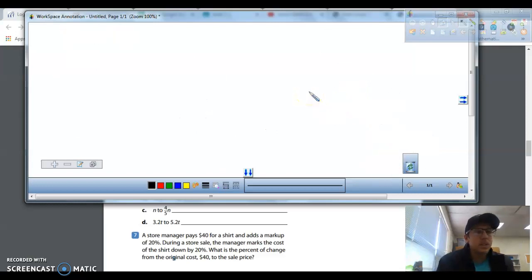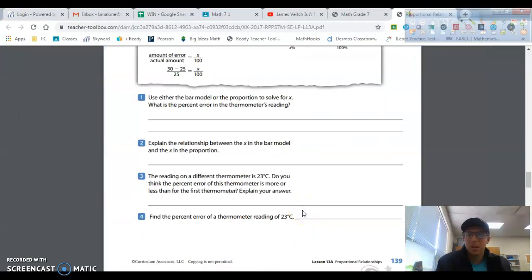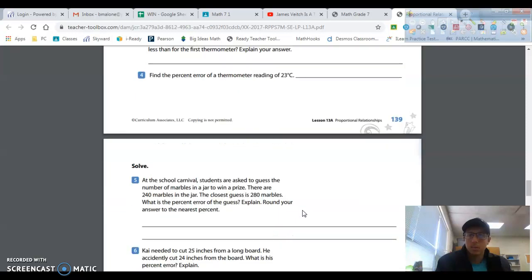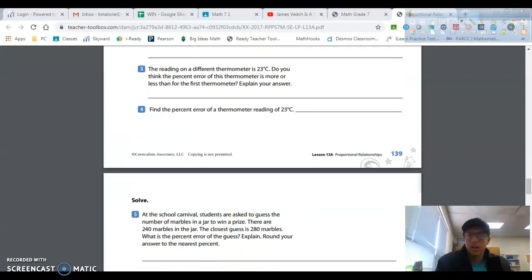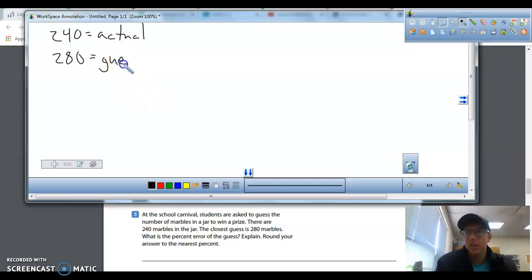Okay? So we'll go over one more example. We'll go over percent error, and that should wrap it up. Okay? So let's go over this example here. At the school carnival, students are asked to guess the number of marbles in a jar to win a prize. There are 240 marbles in the jar. So 240 is the actual amount. Closest guess is 280. 280 equals a guess, an estimate. Okay? Wants to know the percent error of that guess.